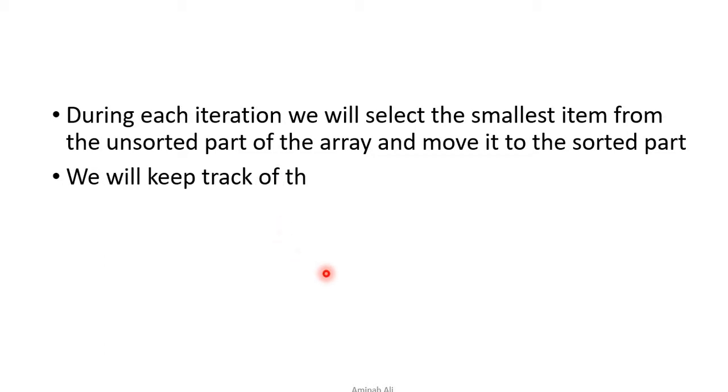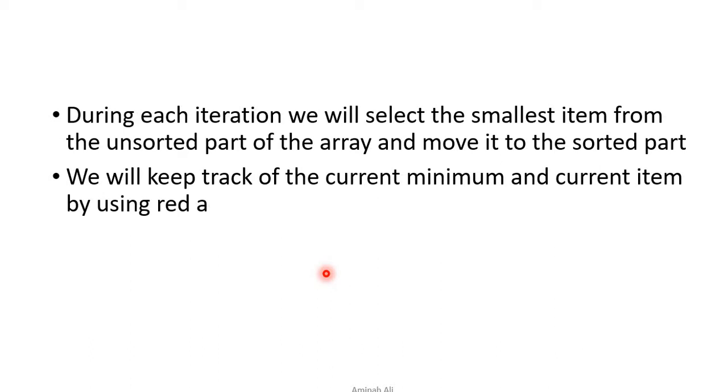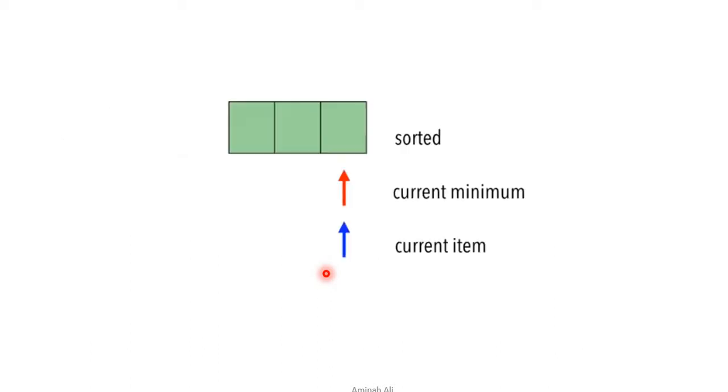We will keep track of the current minimum and the current item by using red and blue arrows like this. The sorted part of the array will be shown by the green boxes, the current minimum will be shown by the red arrow, and the current item will be shown by the blue arrow. So you will find it easier to keep track of whatever is being done.